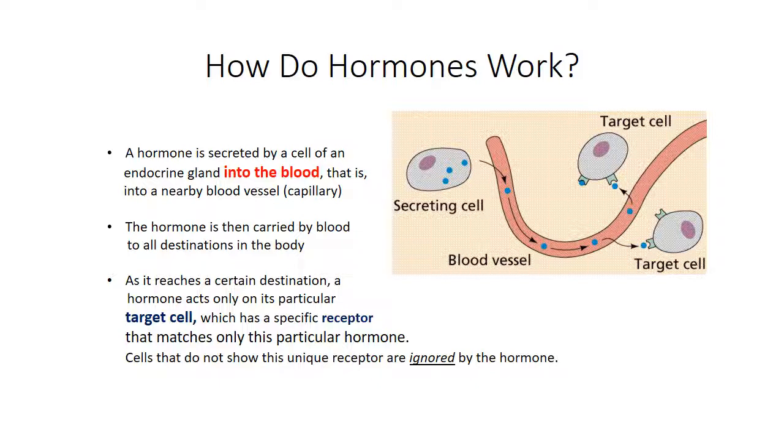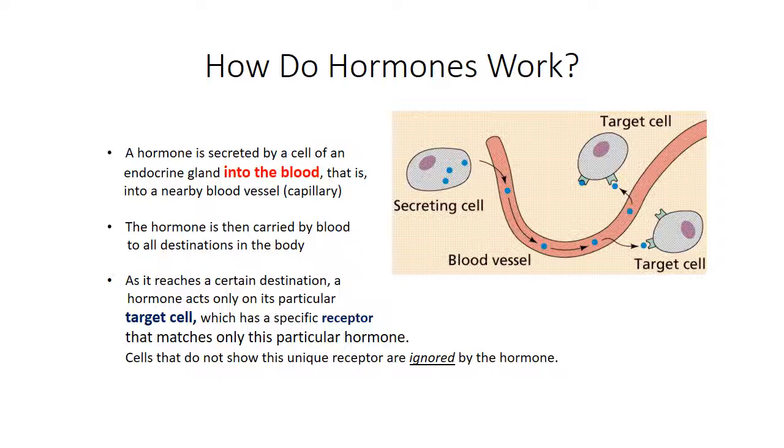or the growth of the skin on the soles of your feet. It doesn't matter for a hormone how far the cell that it regulates is from the cell that secretes it, because it is carried by blood to all destinations. Then, as a hormone reaches a certain destination, it acts only on its particular target cell. See, the secreting cell in the picture secreted a hormone, shown as a little blue circle, into a blood vessel. Then the hormone travels in the blood, and boom, it reaches a place where its specific target cell is.